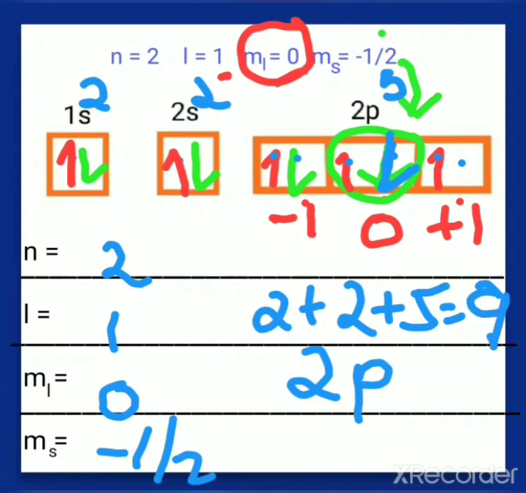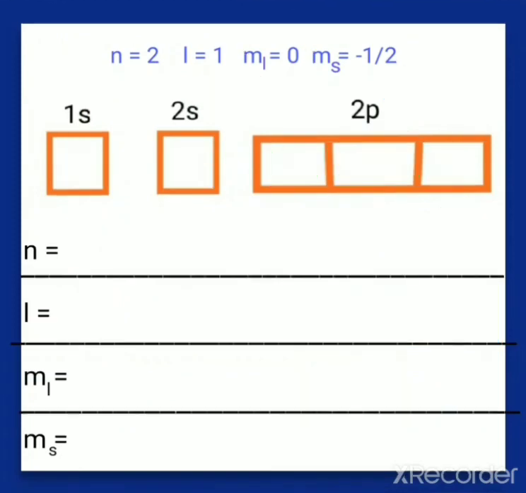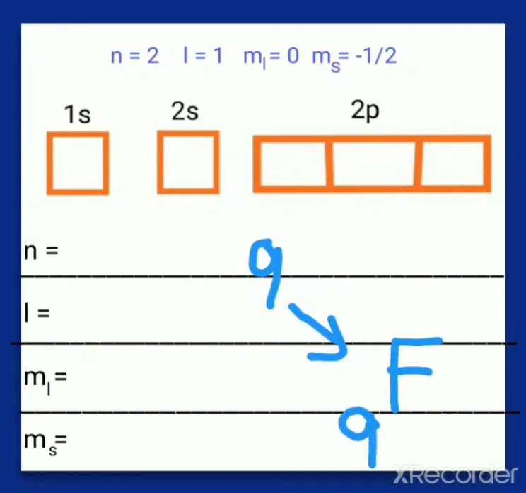That gives 9. So we can say that the atom in which the last electron has this configuration has the atomic number 9. Now we got the atomic number, that is, the number of electrons is equal to 9. So it shows that the element must be fluorine, because the atomic number of fluorine is 9. So with the help of the quantum numbers of the outermost electron, we can identify the element.